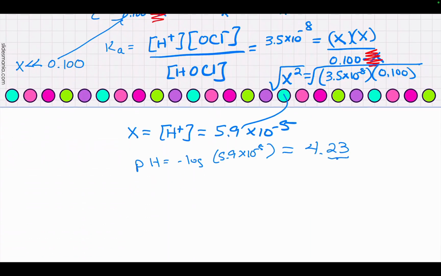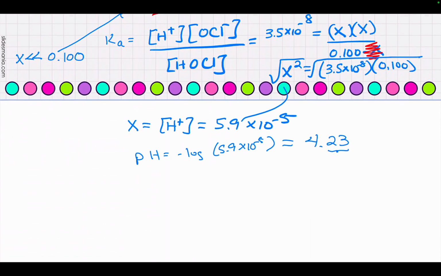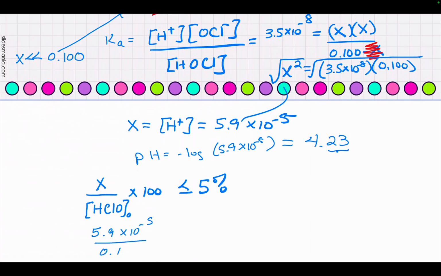You can verify this with the 5% rule. I'll just do it once to show you. The 5% rule is that your value of X compared to the initial concentration of the acid times 100 has to be less than or equal to 5%, since the 5% is the value that the Ka value could differ by. So I would take my X, which is my hydrogen ion, over the molarity of the hypochlorous acid times 100. And when I do that, I get a really small number. So that verifies that my assumption that X was small is a good one.